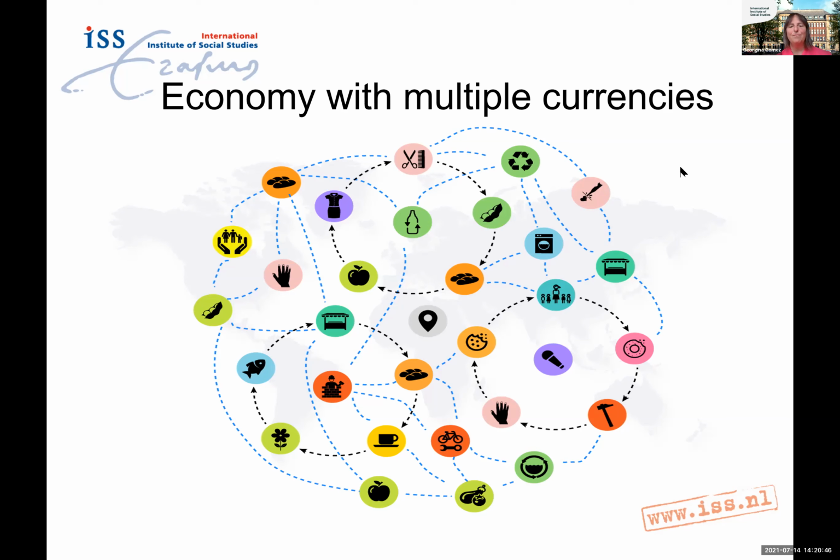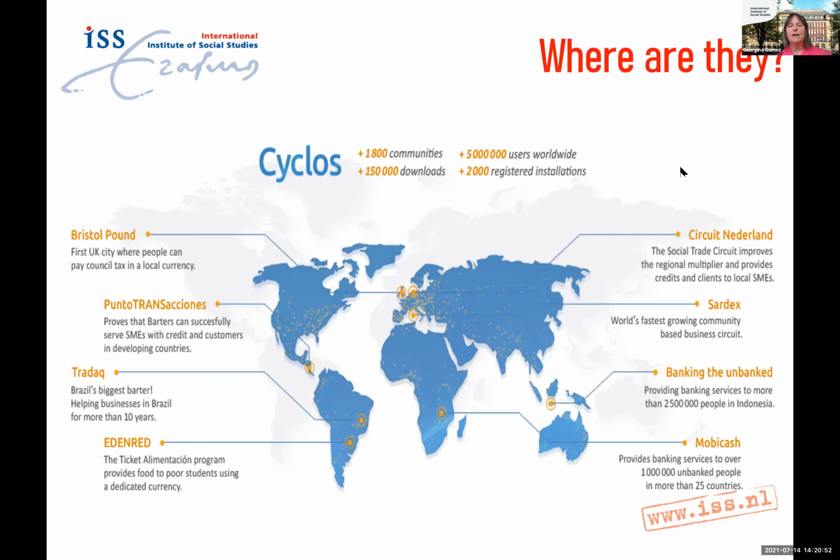Now, perhaps some of you would still find that this is a little bit weird. But this is something that has become popular, or, well, the idea has expanded to many countries. Ciclos is a software that enables precisely these exchanges. And at the moment, there are 1,800 communities worldwide using this software to exchange things with each other.